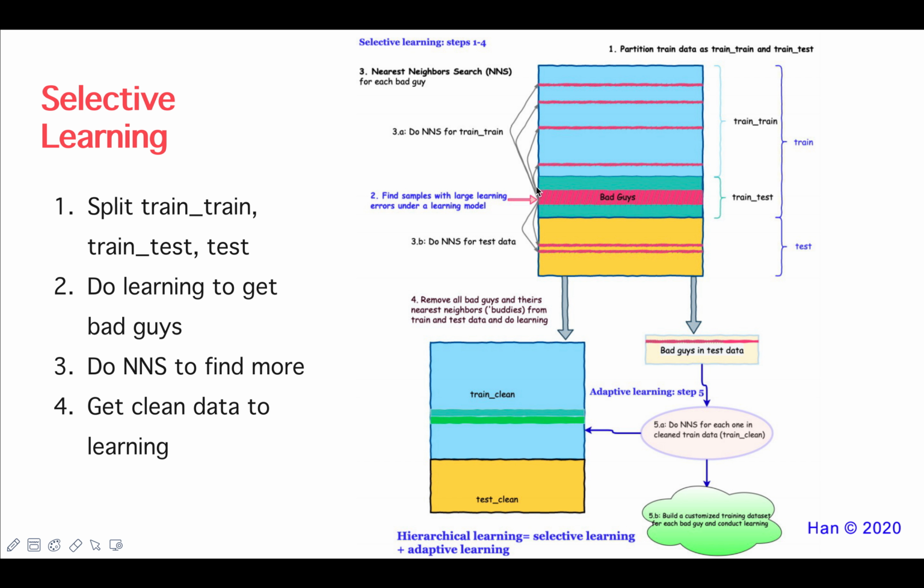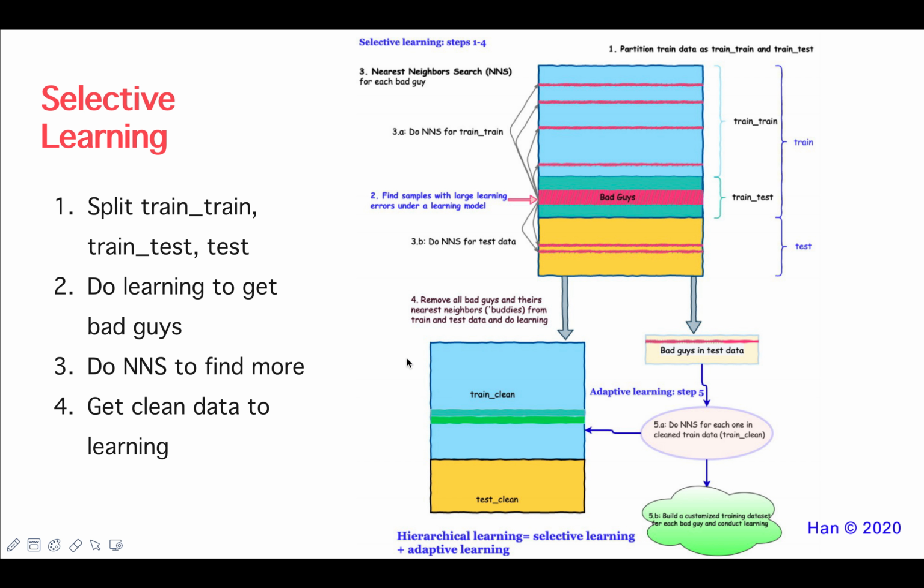And after we find these bad guys in the test set, I will use the NNS, near neighbor search, to find neighbors in the train and the test data. So I will find all bad guys in the whole data set. Then I will drop all the bad guys and get the clean data. And I will do the machine learning on this clean data.